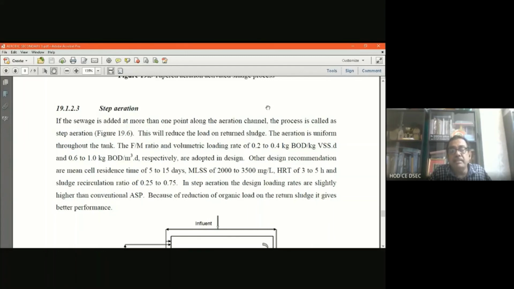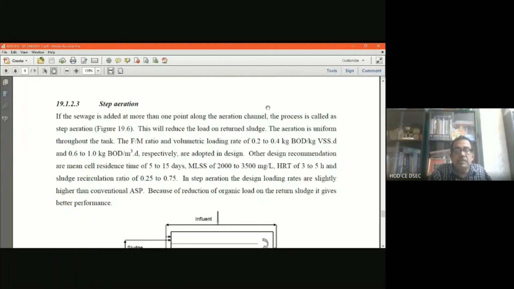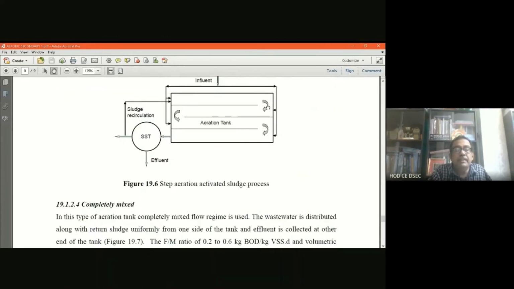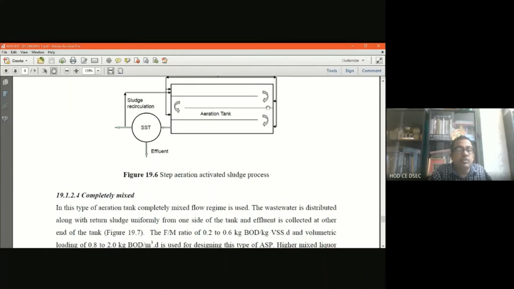So in step aeration, the design loading rates are slightly higher than the conventional ASP, because of the reduction of organic load on the return sludge, it gives better performance. This is the diagram of the step aeration unit, where you see there are various inlet points where the sewage is entered into the tank, not only a single point but other points. So this is a step aeration activated sludge process I am showing you.